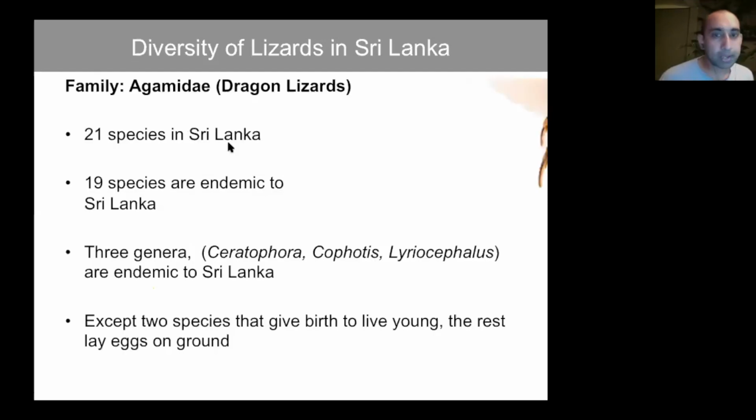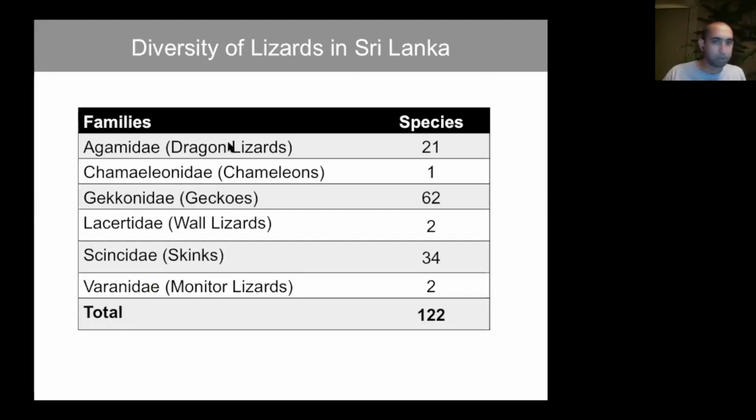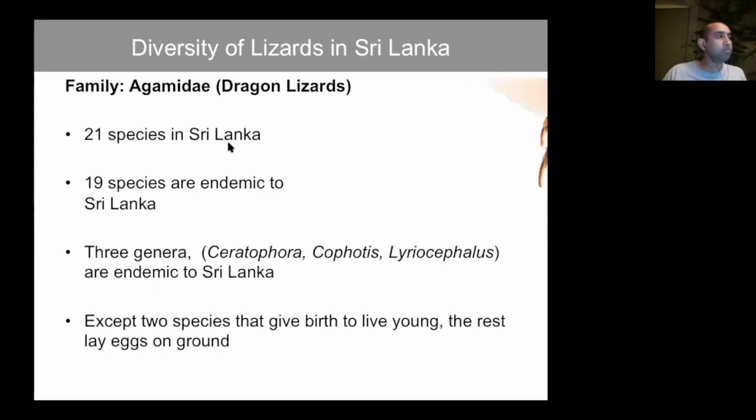Right, so let's look at the diversity of these lizards in a little more detail. So I will basically be visiting each of these families and talking about some unique characteristics and then certain other aspects. Right, so let's look at the dragon lizards or the family Agamidae. So we have 21 species in Sri Lanka, of which 19 are found only in this country, and 3 genera, Ceratophora, Cophotis, and Lyriocephalus, are only found in Sri Lanka. So that means these genera have actually evolved within the island, right?